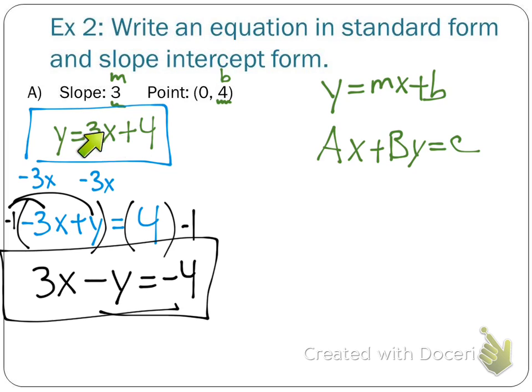So again, this is slope-intercept form, y = mx plus b. This is standard form, ax plus by = c. We're just going back and forth. Questions?